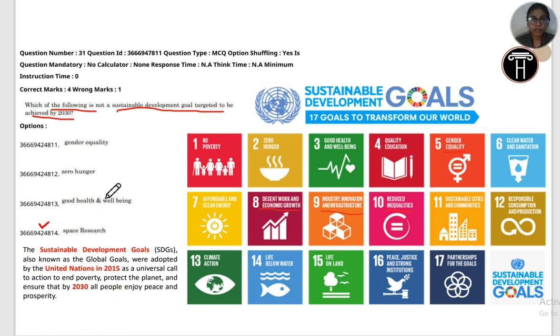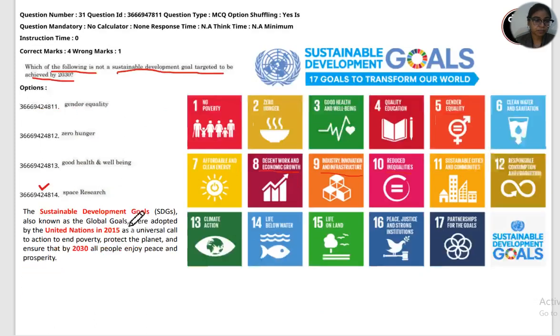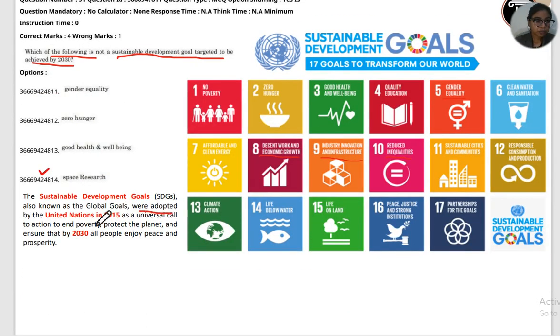So first of all, talking about sustainable development goals, what are they? They were adopted by the United Nations, and the important year is 2015. As a universal call to action to end poverty, protect the planet, and ensure that by 2030 all people enjoy peace and prosperity. This was the main motto of the Sustainable Development Goals, in which there are a total of 17 goals to transform our world. So looking at all the goals one by one.